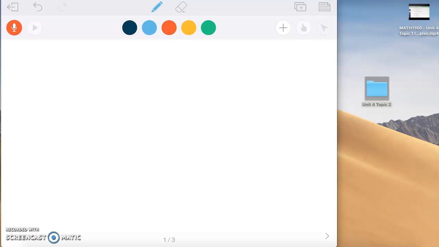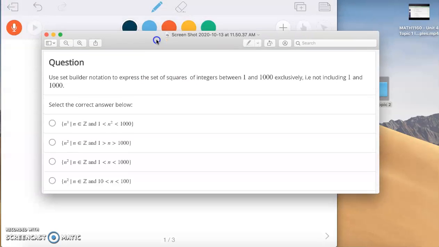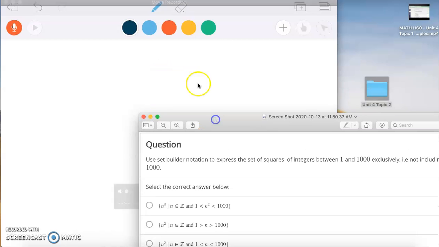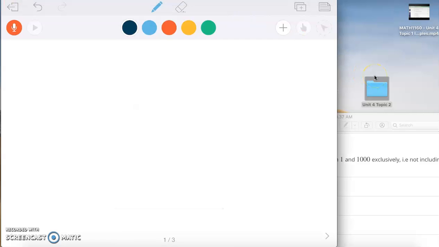Let's look at example 5. If it comes up, there we go. All right, use set builder notation to express the set of squares of integers between 1 and 1,000 exclusively. So there it's actually telling us do not include 1 and 1,000. So that's kind of handy. It's not implied, it's outright said.